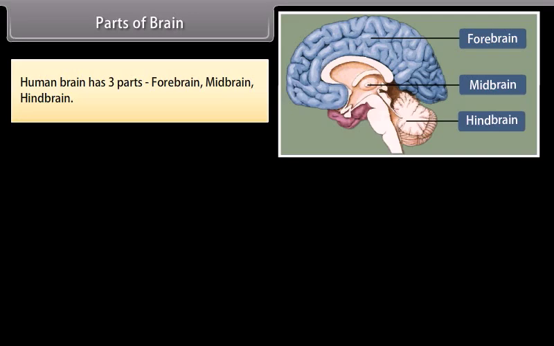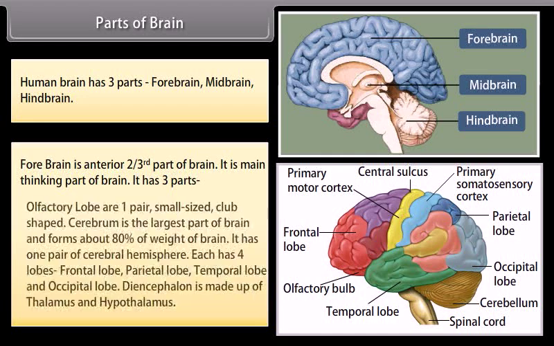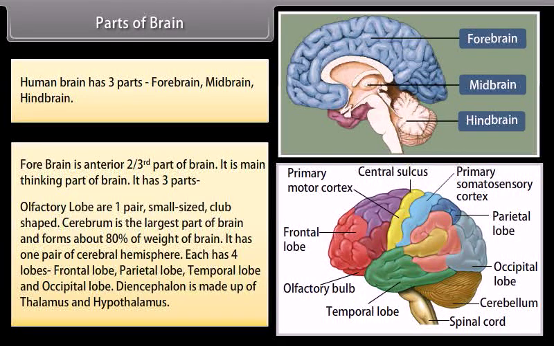Parts of brain. Human brain has three parts: forebrain, midbrain, hindbrain. Forebrain is anterior, two-third part of brain. It is main thinking part of brain. It has three parts. Olfactory lobes are one pair, small-sized, club-shaped. Cerebrum is the largest part of brain and forms about 80% of weight of brain. It has one pair of cerebral hemispheres. Each has four lobes: frontal lobe, parietal lobe, temporal lobe, and occipital lobe.